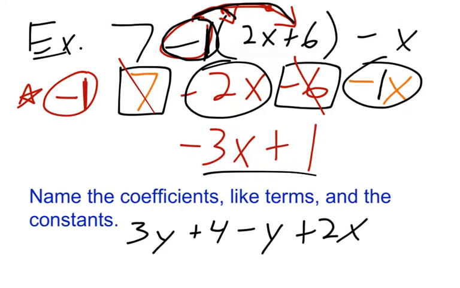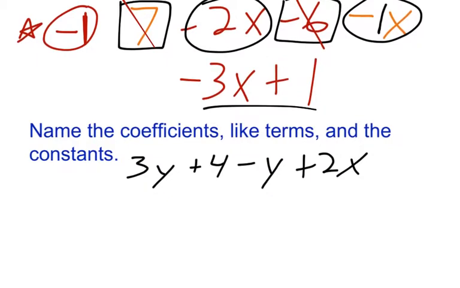Alright, next direction is name the coefficients, the like terms, and the constants. And it's for 3y plus 4 minus y plus 2x. I'm just going to write co for coefficients and then write what those are. So my coefficients are the numbers that are in front of the letters, because they're the numbers multiplied by the variables. So this is really a 1, it's understood. And then we have a 2. So my coefficients are 3, -1, and +2.